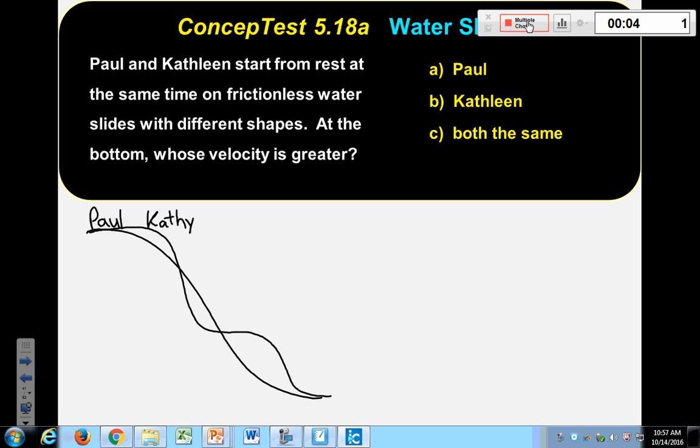Let's say, what if it's not a frictionless slide? And now Paul goes down the straight slide, Kathleen goes down the curvy slide, and it has friction. Which one's going to be traveling faster at the bottom now, Paul or Kathy? Paul is the blue slide, and Kathy's the other one. How did you change the question? I said instead of being frictionless, it's not frictionless. It has friction. All right, I'll stop at 50.